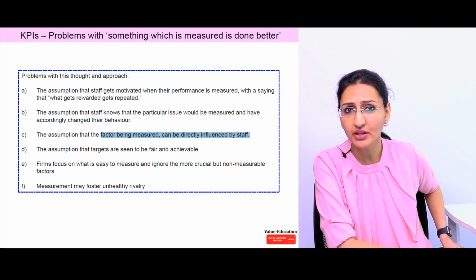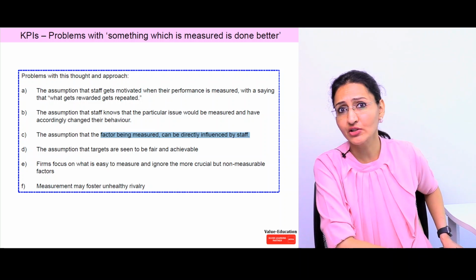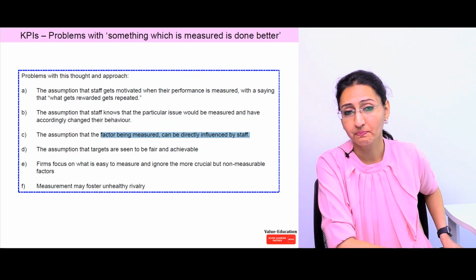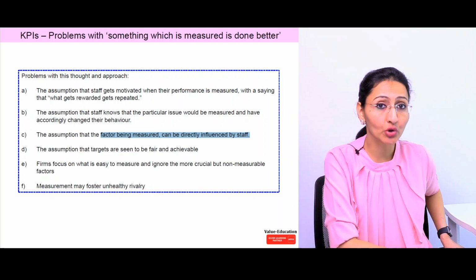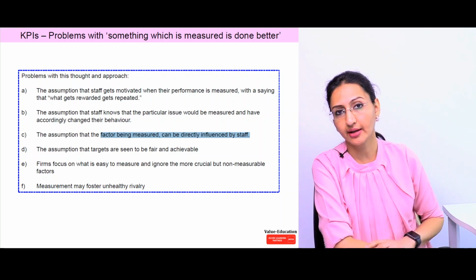And then the worst part, what sometimes happens is that it is not directly influenced by them also. What if the material reached them late? What if the design suddenly got changed? So he will obviously have lesser output. So assuming that they can directly control that factor based on which they are being measured, that's incorrect.